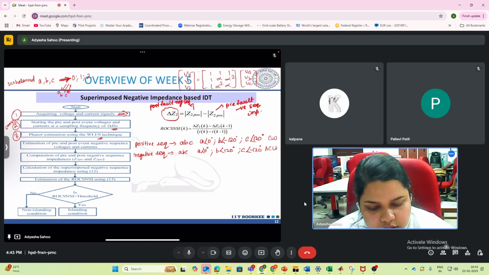And then we have this index, the rate of change of your negative sequence impedance. K is basically your sampling instant. So between K and K minus 1, that means the current and the previous instant, we are comparing this rate of change in the negative sequence impedance. If this index is greater than a certain threshold, we can say that islanding has taken place using this algorithm. If not, then no islanding is there.